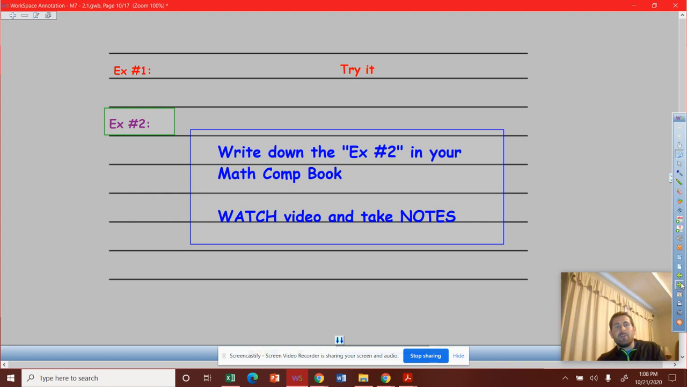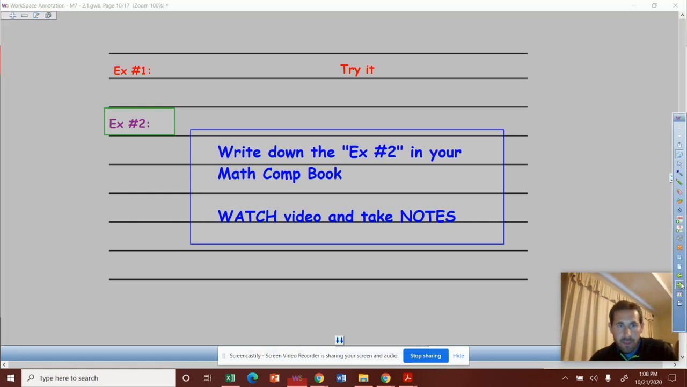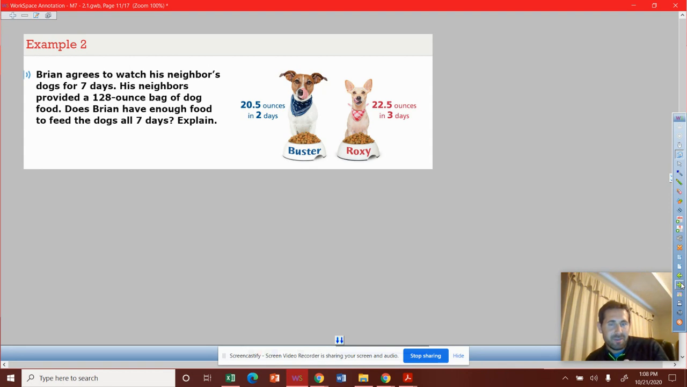Here's example number 2. I like this one, but that's just because I like dogs. Brian agrees to watch his neighbor's dogs for 7 days. His neighbors provided a 128-ounce bag of dog food. Does Brian have enough food to feed the dogs all 7 days?